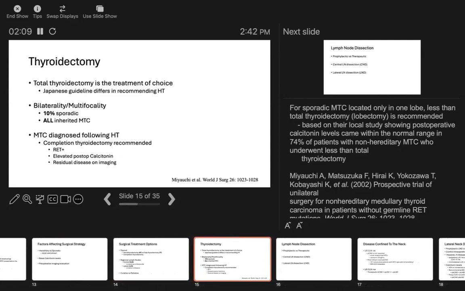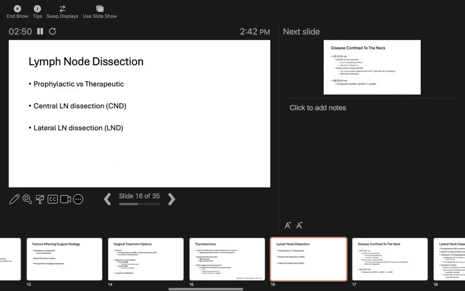What do we do for medullary thyroid carcinoma when we have diagnosed it following a hemithyroidectomy? Normally, completion thyroidectomy is recommended, particularly if we have diagnosed hereditary MTC, or if we have elevated post-operative calcitonin, which you should check after the diagnosis. And of course, when you do imaging, including CT scan or MRI, and it shows residual disease, then you should do completion thyroidectomy. In certain situations, you can omit the completion in the cases I have mentioned earlier.